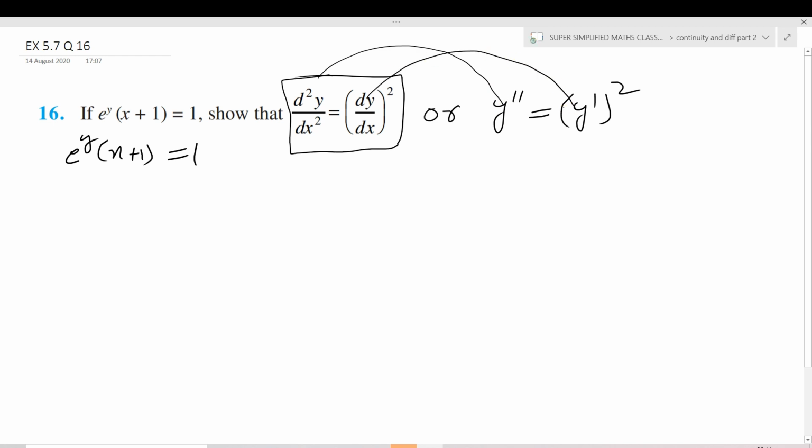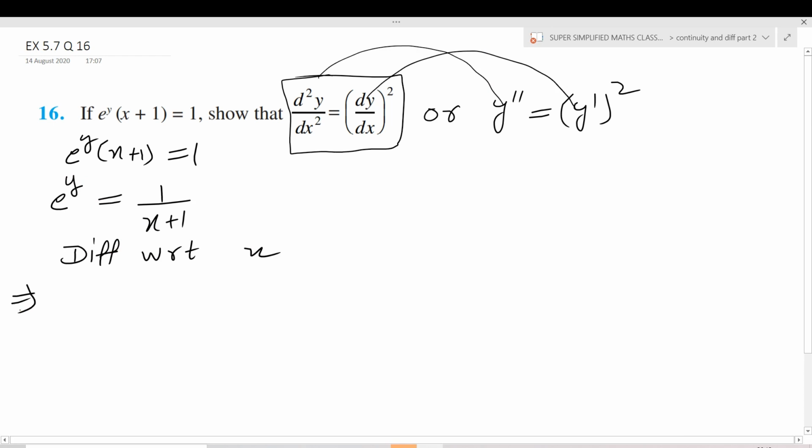So now we rewrite whatever is given to us. We can rewrite it as e^y is equal to 1 upon x plus 1. Now we differentiate both sides with respect to x. So derivative of e^y with respect to x will be, first we shall differentiate e^y with respect to y. That is, derivative of e^y will be e^y. Then we shall differentiate y with respect to x. That is dy by dx.